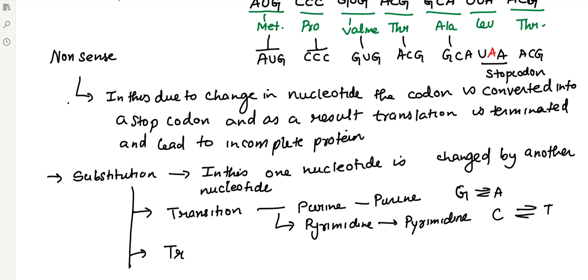Now another is called transversion. Okay, in case of transversion, what we see, in this purine is changed by pyrimidine. So basically we want to say that if adenine is there, it will be replaced by your particular thymine or cytosine, and if guanine is there, it will be replaced by your particular thymine and cytosine.